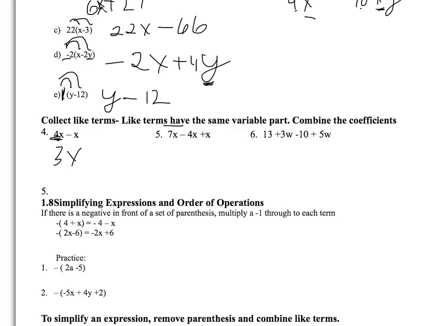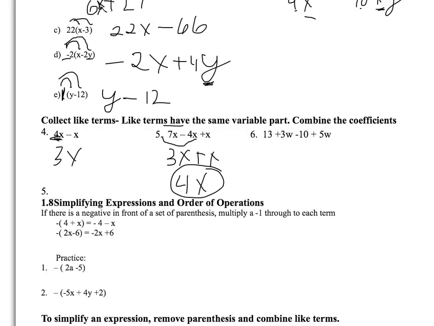Over here, with our like terms, we have 7x minus 4x plus 1x. So combining the like terms here, if we have 7x minus 4x, 7 minus 4, so right here, that alone gives us 3x. So we still have plus 1 more x. 3x plus 1x is 4x. So all combined, that in fact is 4x.